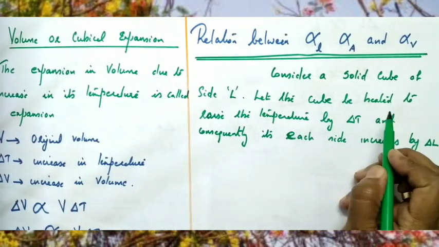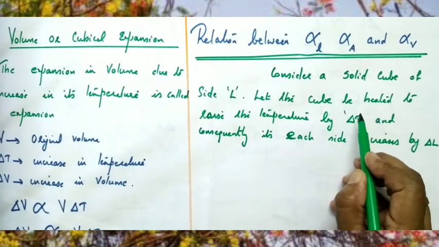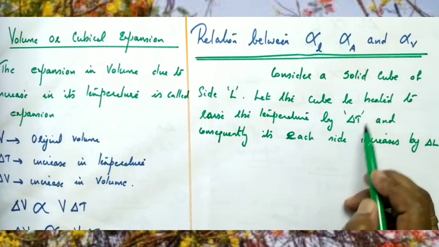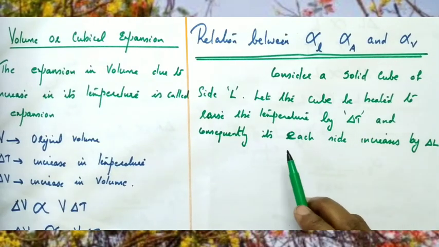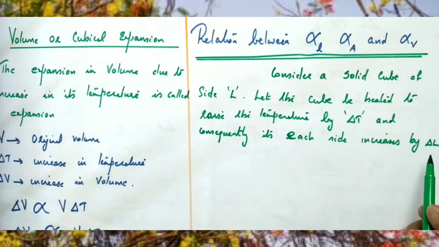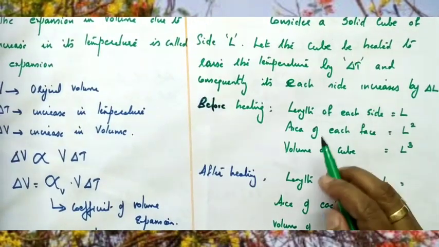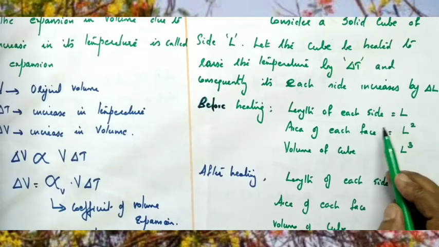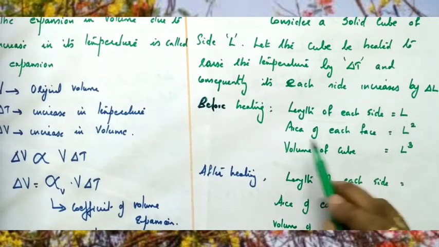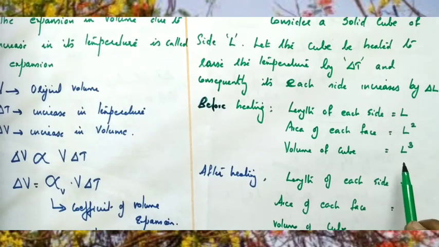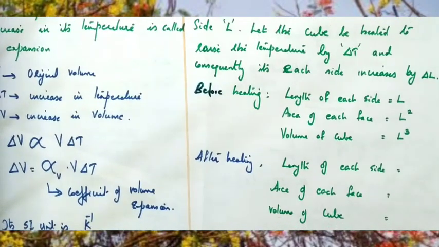Let the cube be heated so that the temperature increases by delta T, and consequently, each side increases by delta L. Now, before heating, the length of each side is L. Area of each face is L square. What is the volume of the cube? L cube. After heating, what happens to its length?